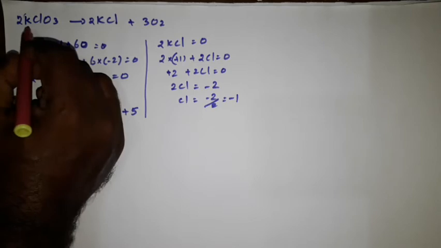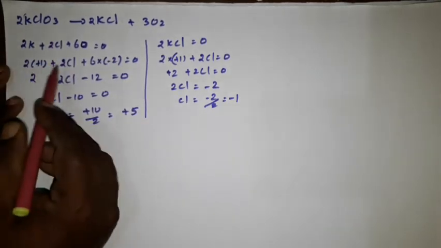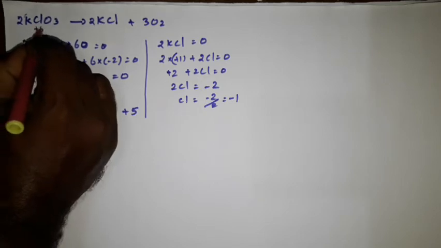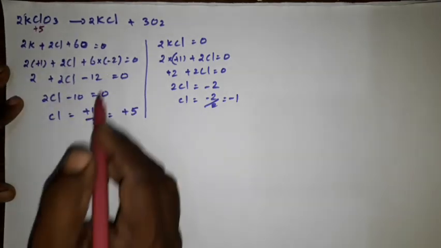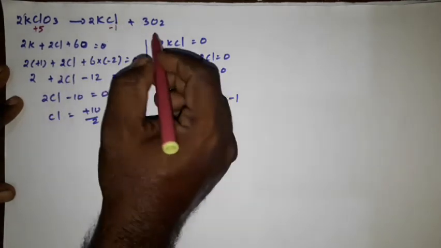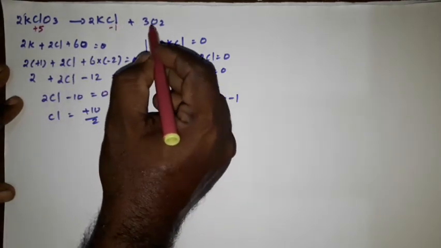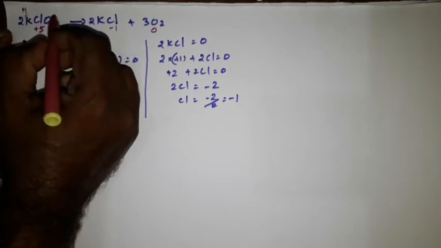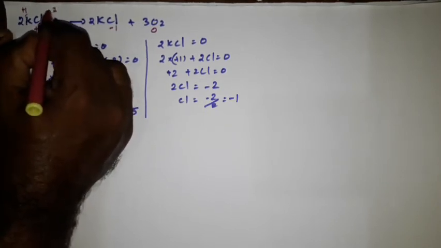Now assign oxidation numbers. Potassium, we already calculated. Chlorine's oxidation number is plus 5. Here the oxidation number is minus 1. Here oxygen is 0, and potassium is plus 1. Oxygen, for a single oxygen, is minus 2.